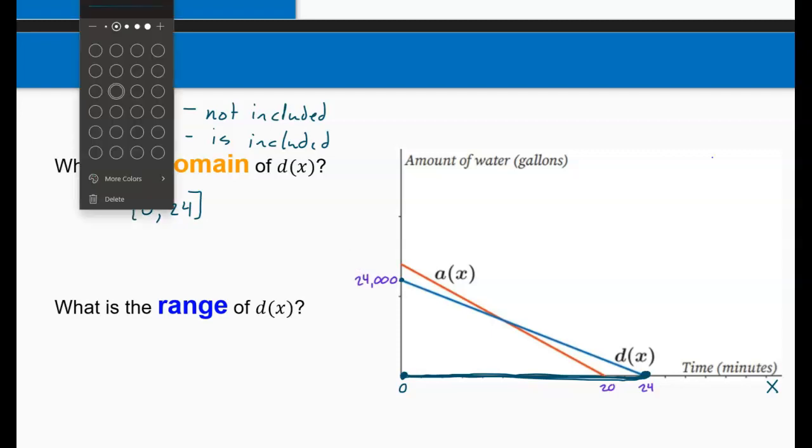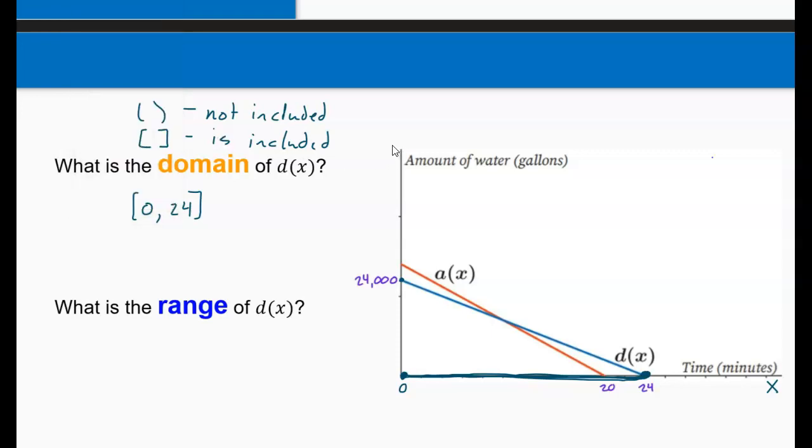Now, what is the range? I'm going to do the range in a different color, maybe pink. What's the range here? Ranges are y values. Where does this blue function exist on the y-axis? Well, let's see. It starts up here, and it's going down, down, down. So just follow it down, and it goes all the way down to 0. And then we have a closed dot at 0.